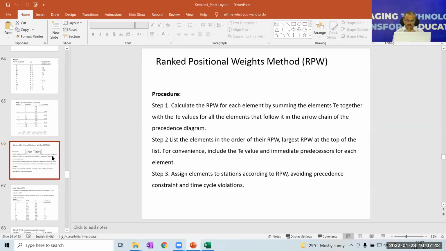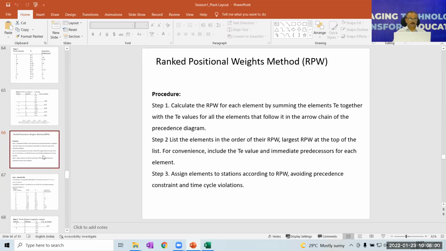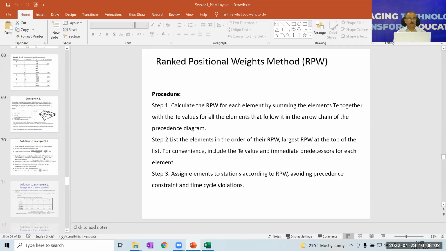So is this concept on how we estimate the rank positional weight clear, and based on that, how we allocate the activities to form the workstation? Okay. So if there are no such difficulties related to it, we'll move ahead.